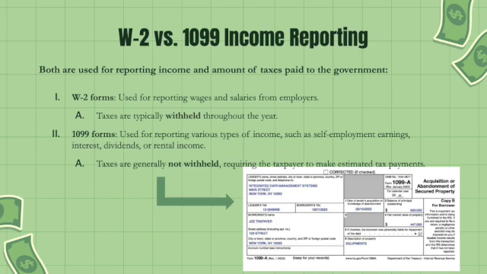And then 1099 forms are for reporting different types of income, such as self-employment earnings, gigs, interest, dividends, rental income, any sales of property that you make, stuff like that. These are generally not withheld, which requires the taxpayer to make estimated tax payments. This is generally more risky because if you don't make the right payments, you can get in trouble with the IRS. But it also allows for a lot more flexibility because you can invest your money, and then later when the tax season comes around, you can worry about giving the money to the government.